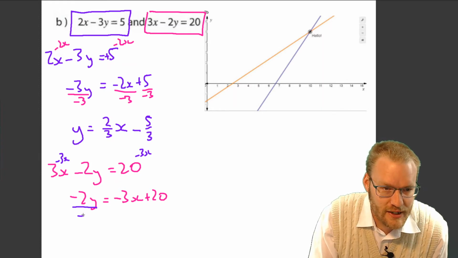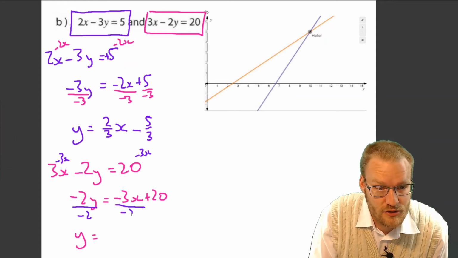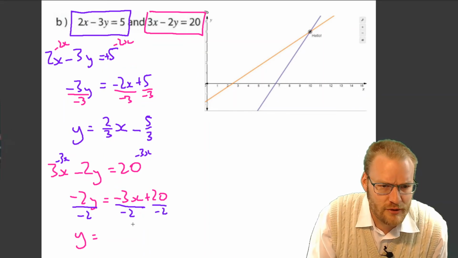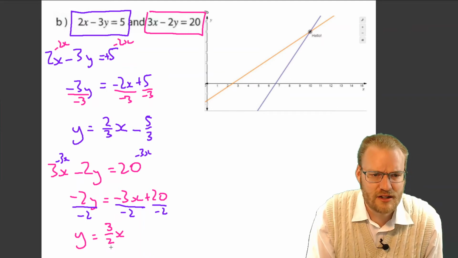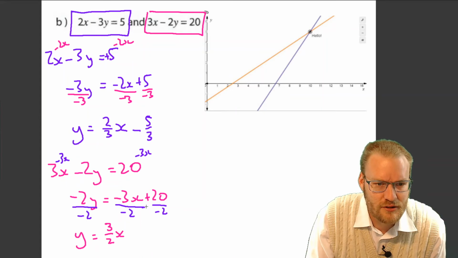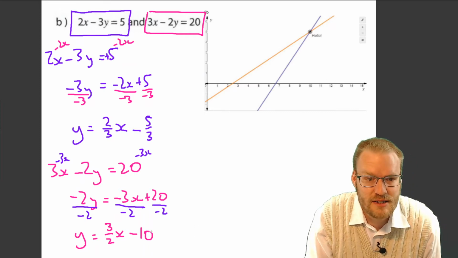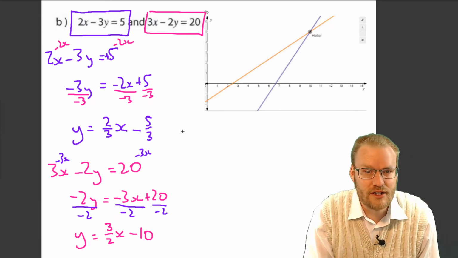Let's divide by negative 2 so that we have y. What we do on one side, we do to the whole of the other side. So we do it to that term and to that term, divide each of them. So negative divided by negative is a positive. Again, I want to call this 3 over 2x rather than 3x over 2, so we can clearly see our gradient. And for this one, plus 20 divided by negative 2 is negative 10. So we can see what the y-intercept is. And now we're ready to answer the question.